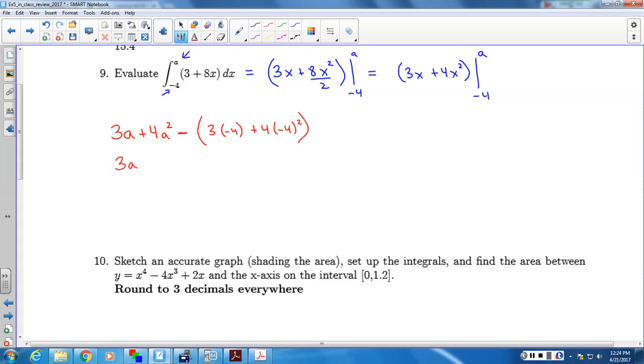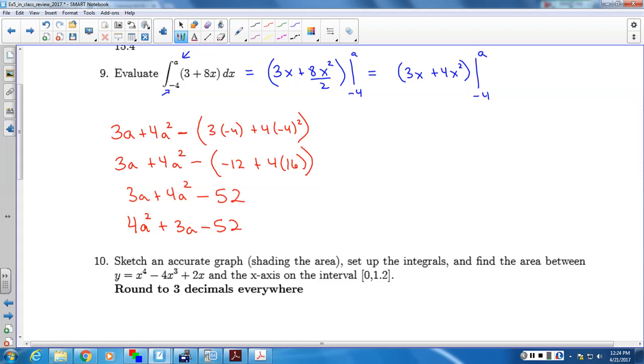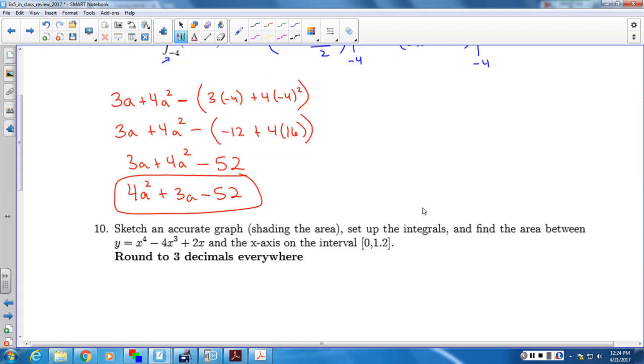And so I'm going to have 3a plus 4a squared minus, 3 times -4 is -12, and this will be 4 plus 4 times 16. So I have 3a plus 4a squared minus -12 plus 64 is 52. So that's my answer. Sometimes we usually write the quadratic term in front. You don't have to. It's just a common thing to do. So that's the fundamental theorem of calculus, finding the definite integral by hand.